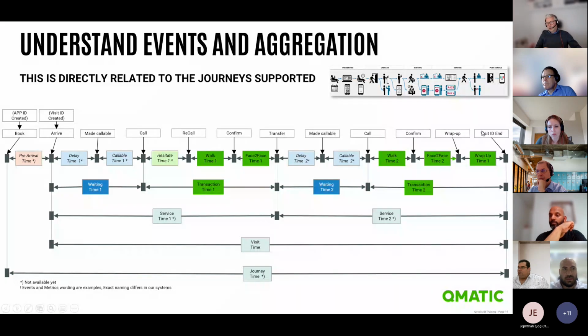And all this is stored as events, you could say. And from that, you can calculate other measures like transaction times and waiting times and service times and walking times and I don't know what. But you kind of have to understand the process here to also understand all these different dimensions and measures.